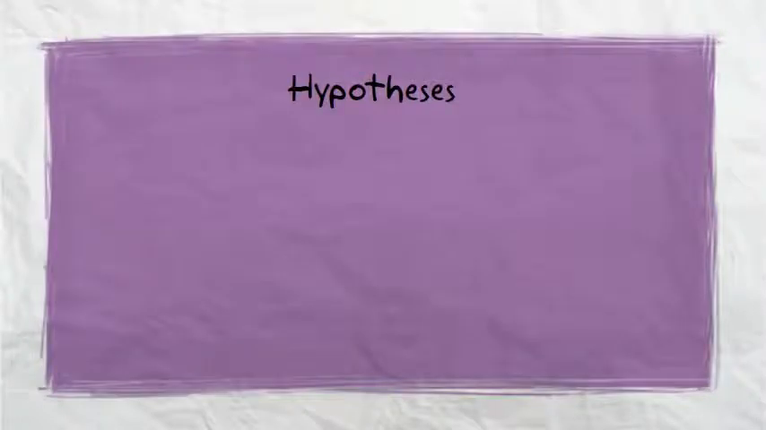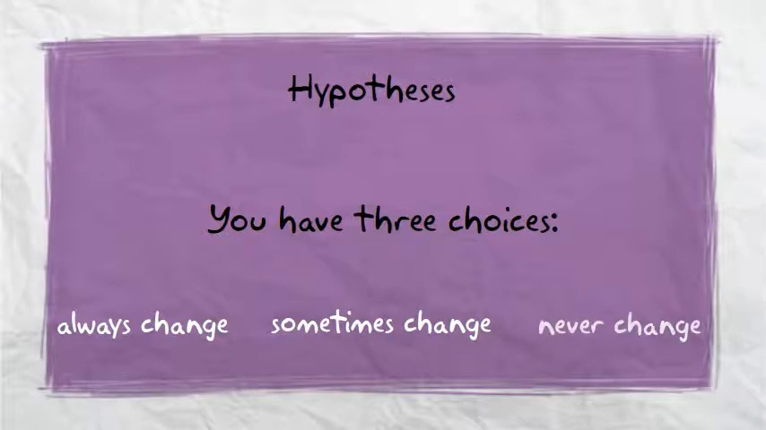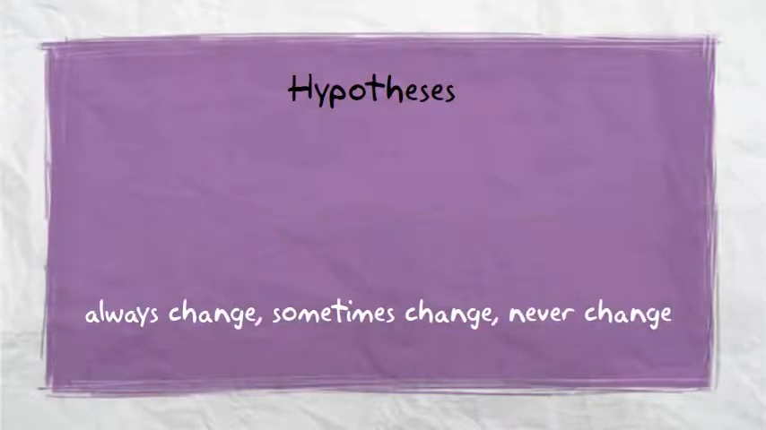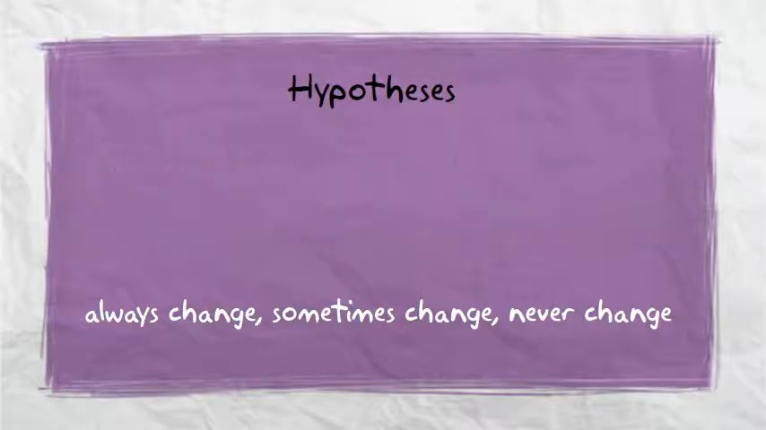In this lab, there were two hypotheses to make. For each of them, you have to fill in the blank with one of these three choices: always change, sometimes change, or never change. The first one is about structure. If a mutation in DNA occurs, then the structure of the trait will blank. In other words, if there's a mutation, do you think the appearance will always, sometimes, or never change?